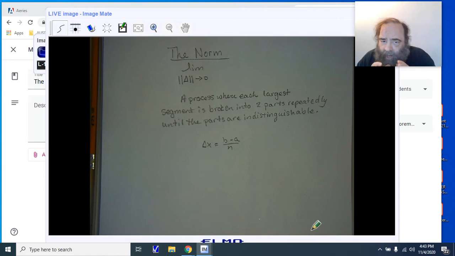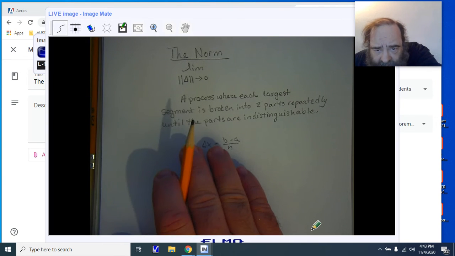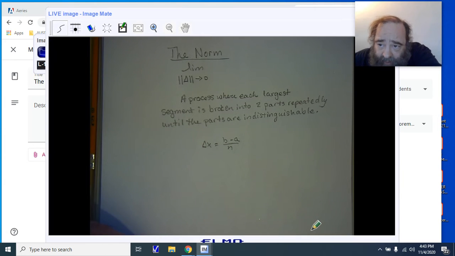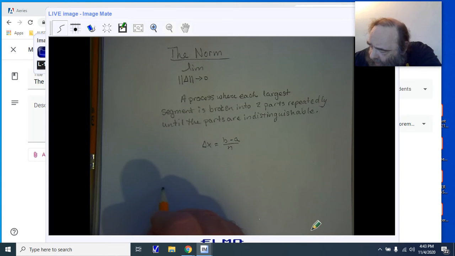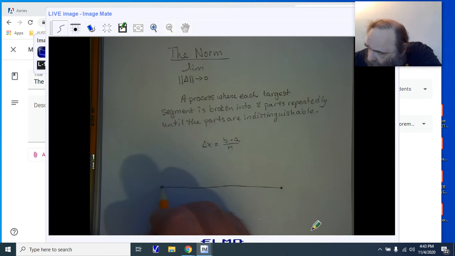But what the norm does is it also allows us to go to the same dimension for delta x, but only when it reaches infinity. See, the process is where you take the largest segment on a number line, which is what we're talking about, rectangles with segments, and we break that segment into two parts. And we continue breaking it up until it's no longer the largest part.